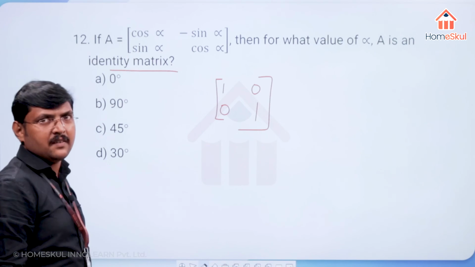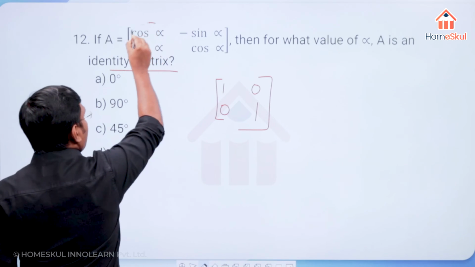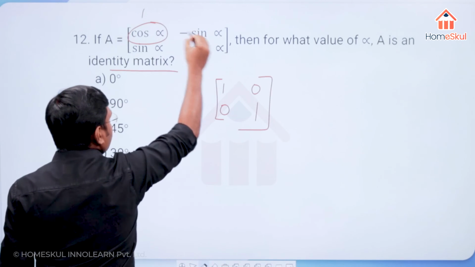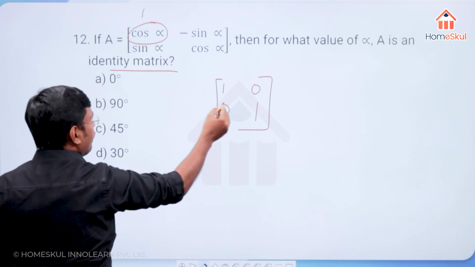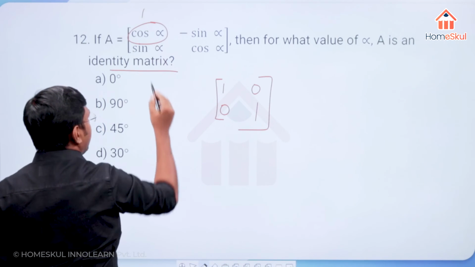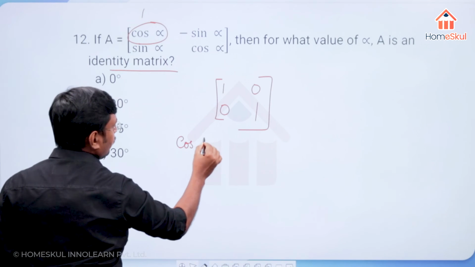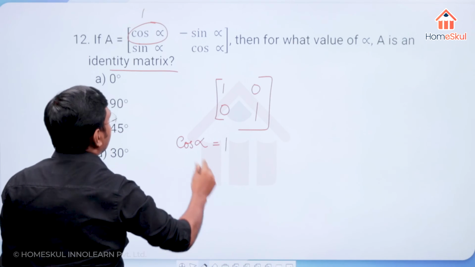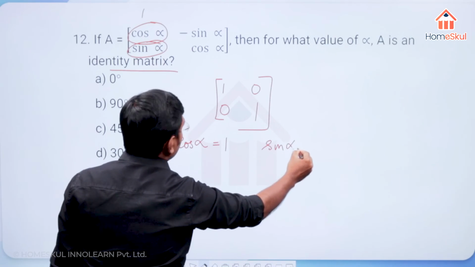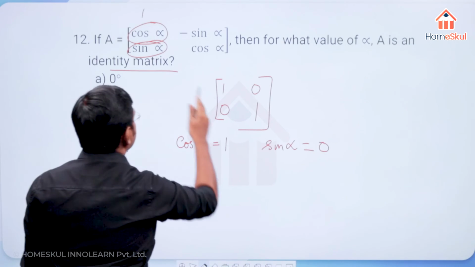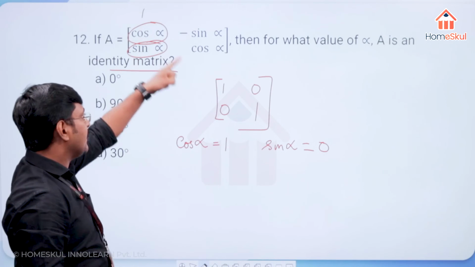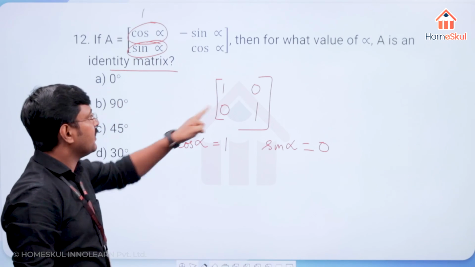Here a matrix is given. So in place of cos alpha, we require 1. In place of minus sin alpha, we require 0. In place of sin alpha, we require 0. In place of cos alpha, we require 1. Just compare this. To make it an identity matrix, in place of cos alpha, we require 1, and in place of sin alpha, we require 0.